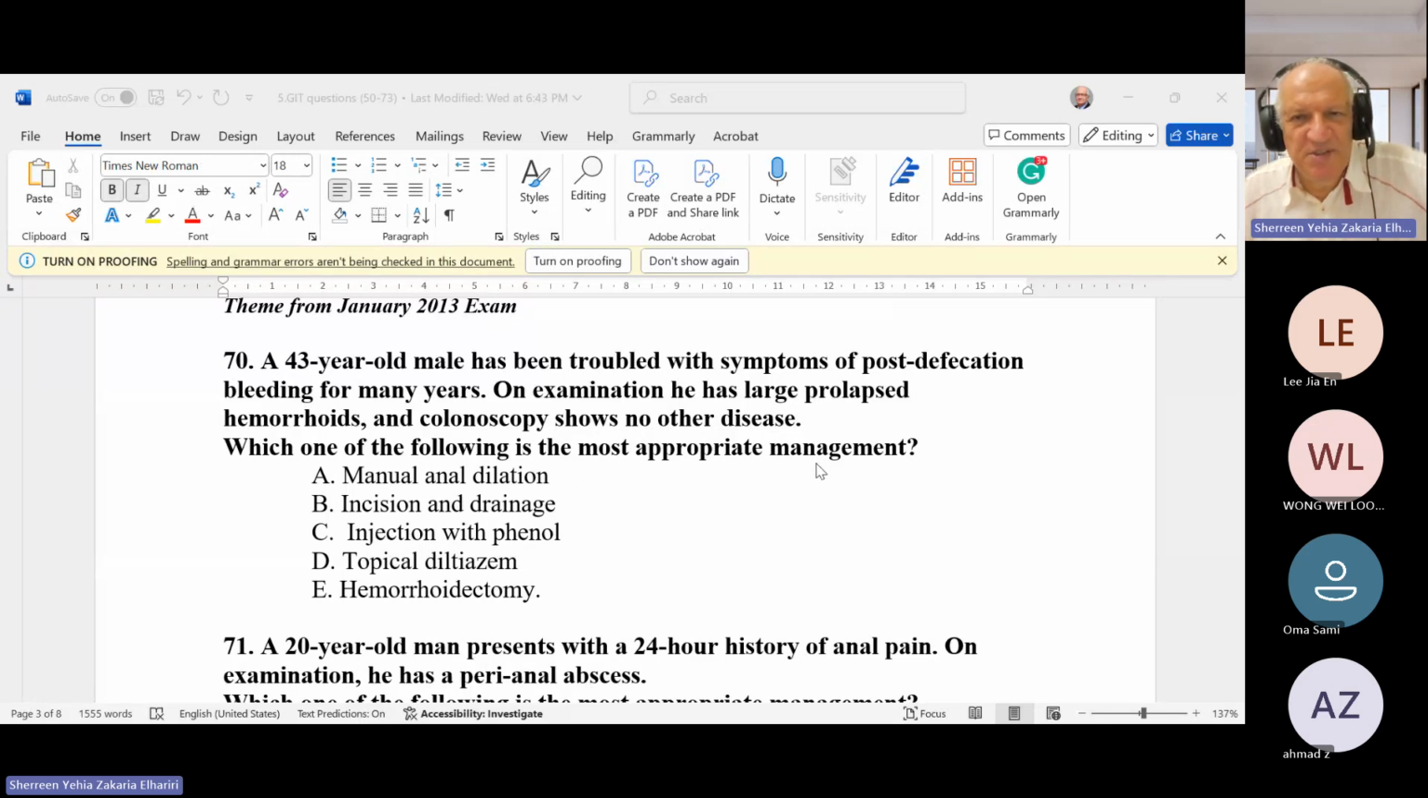Which of the following is the most appropriate management? So here he asked about the management of hemorrhoid. Okay, so how to manage this hemorrhoid? Simple question. Hemorrhoidectomy. Just think simple. Nowadays manual dilatation, even in fissure, is not done because it can cause incontinence in some patients. Of course, incision and drainage is for abscess, and injection of phenol 5% is not indicated here. Deltazine is also not for hemorrhoids, it can be used for fissure.